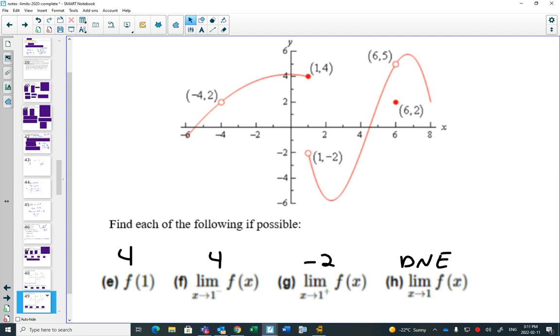So this means when you plug in 1, this is the value that's included. When we do our limit, we get different ones whether we're coming from the left or the right. If you're coming from the left, you would be on this part of the graph, and you'd be getting closer to 4. If you were coming from the right of 1, you'd be on this graph, and you'd be getting closer to -2. And because you're approaching different values from the left and the right, the overall limit doesn't exist.